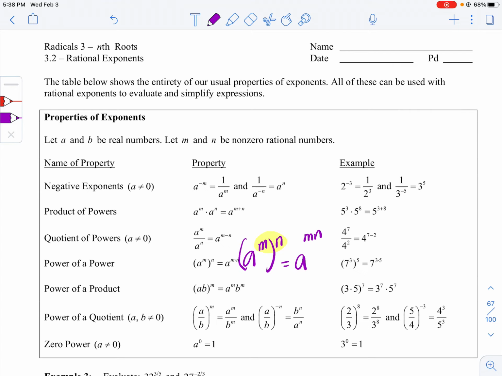So if I have a number, like say 7 to the power of 3 to the power of 5, I can multiply this and I can say that that's 7 to the power of 15. That make sense? Okay? So whenever that happens, please know that we can multiply the two exponents.